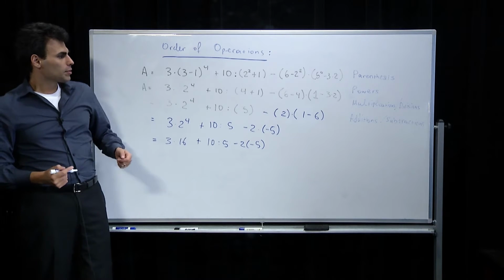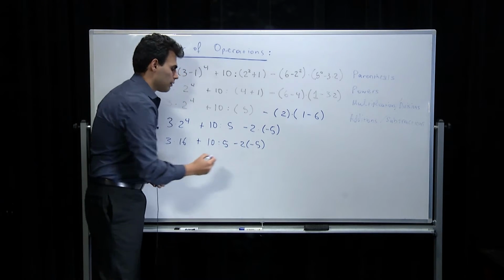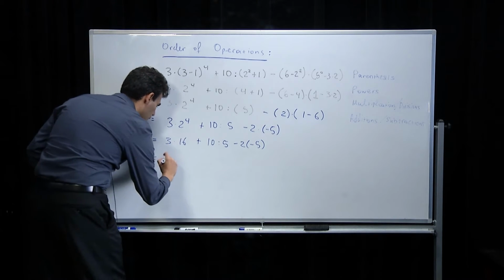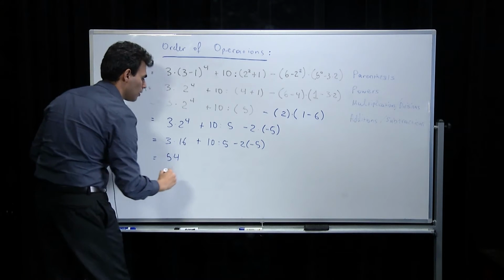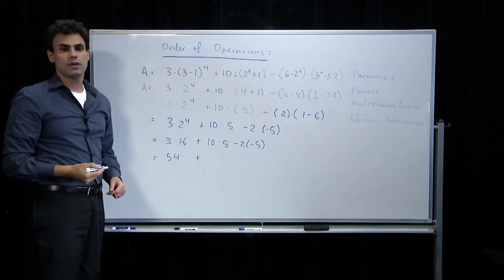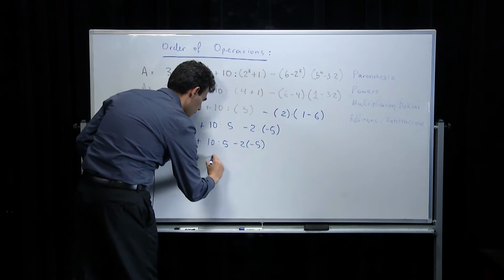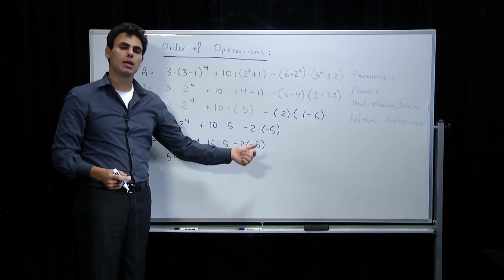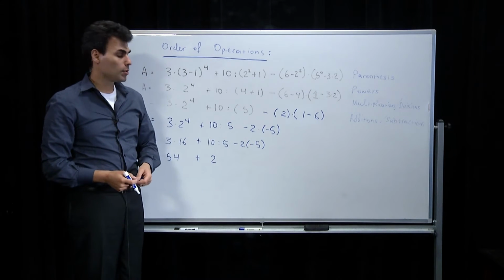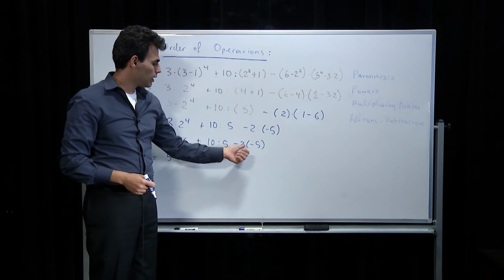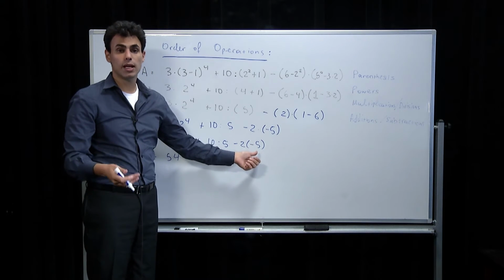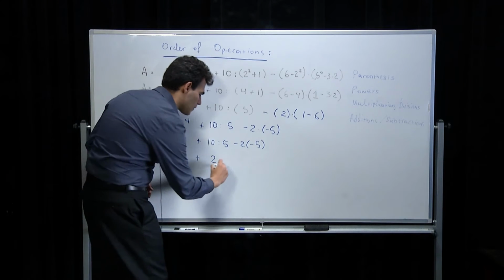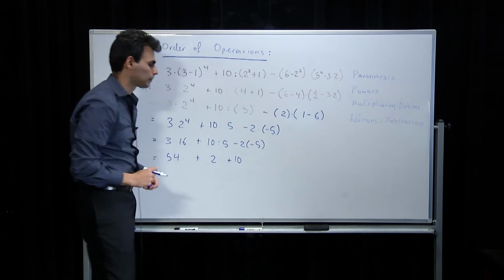Then what we're trying to do is all the multiplication and division from left to right. So 3 times 16, that gives you 48, plus 10 divided by 5, that gives you 2. And then here, you can either do it as minus 2 times minus 5, and understand that this is going to be plus 10, or do it as 2 times minus 5, which gives you minus 10, but with a minus up front, gives you the plus 10. In any case, the answer here is just plus 10.